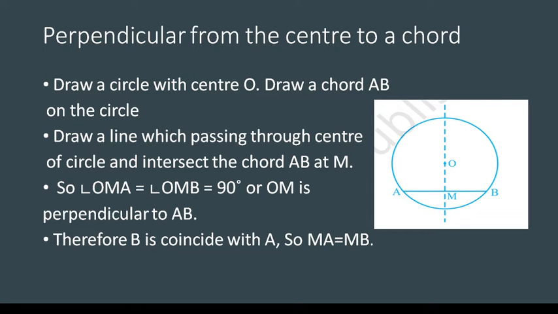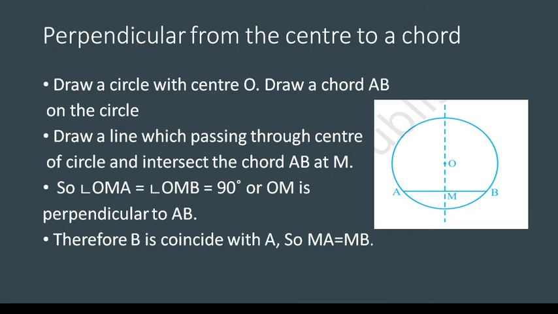Here is a circle centered at O and we have drawn a chord AB. Draw a line passing through the center of the circle and intersecting the chord AB at M. So, angle OMA equals angle OMB equals 90 degrees, or OM is perpendicular to AB. Therefore, B coincides with A, so MA equals MB.